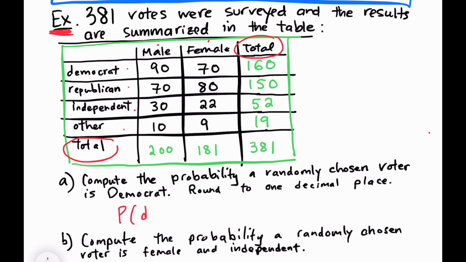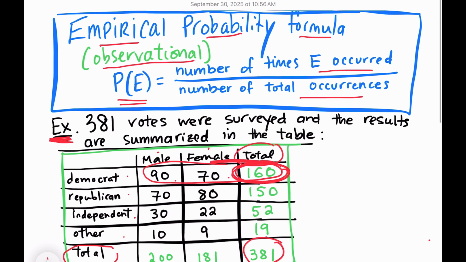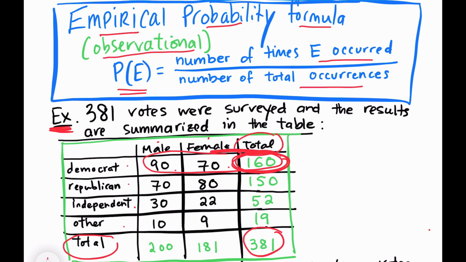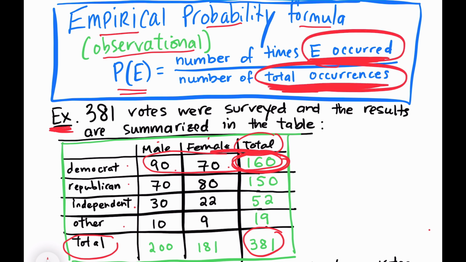So the probability of Democrat, we would just have to look at, well, how many Democrats were there? There were 160 Democrats, right? We don't really care if they were identified as male or female. There were 160, and then we're going to divide that by the total. So I'm just using the formula here. The number of times E occurred, so the number of times someone surveyed said they were a Democrat, and the total number of occurrences corresponds to the total number of people surveyed.